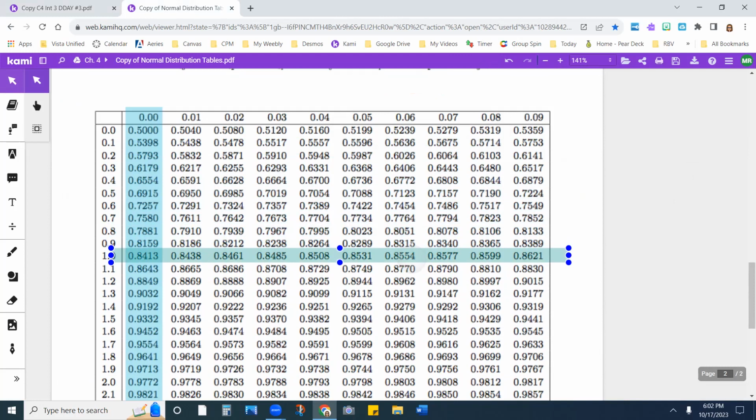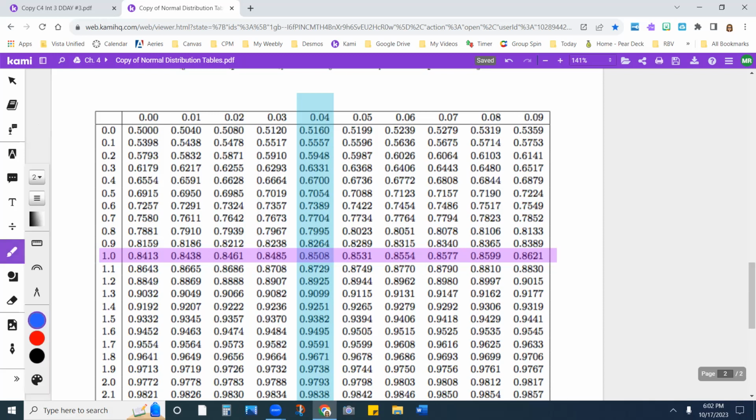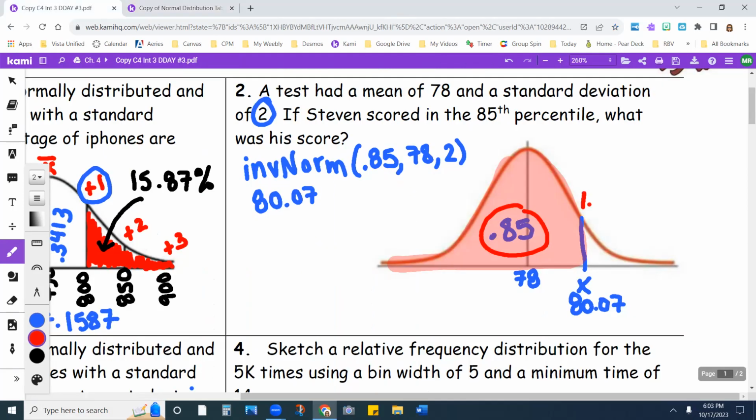Okay, so I'm looking for 0.85. As I'm going across, it's in between 1.03 and 1.04. So I think this one's going to be closer to what I want. And again, that's going to be a 1.04. That is my standard deviation. That is my Z score, 1.04.